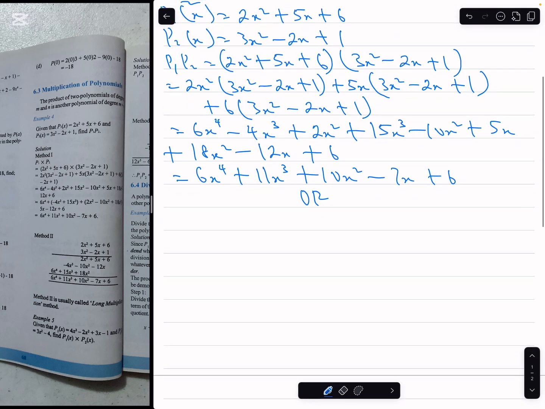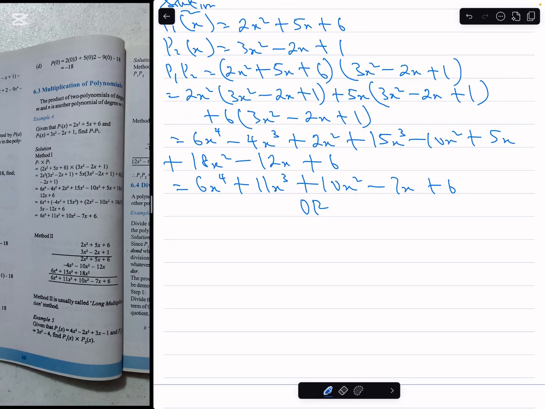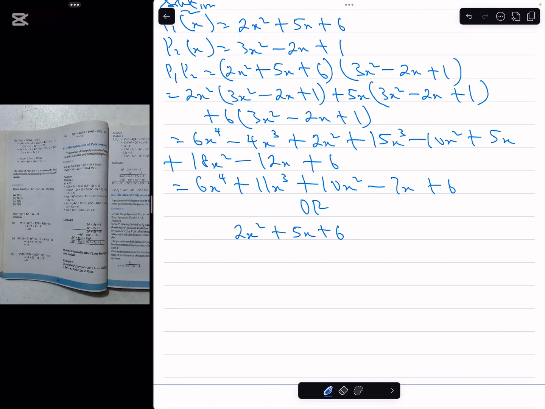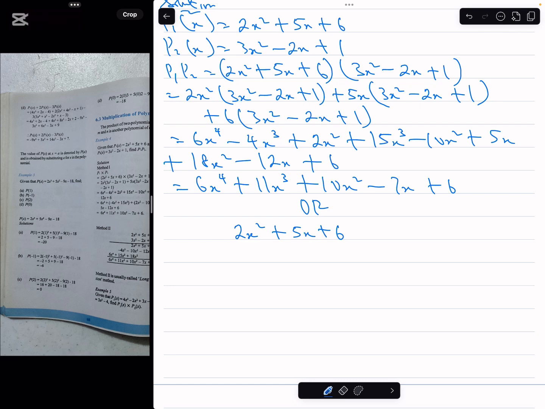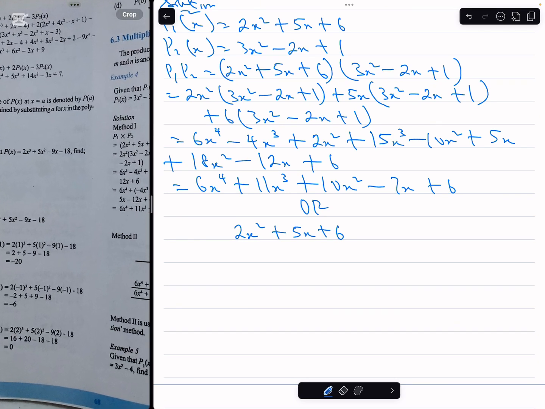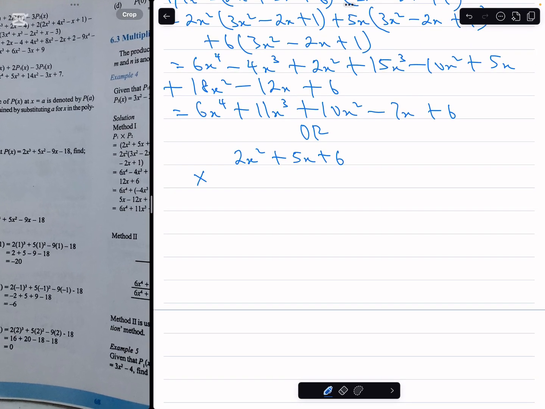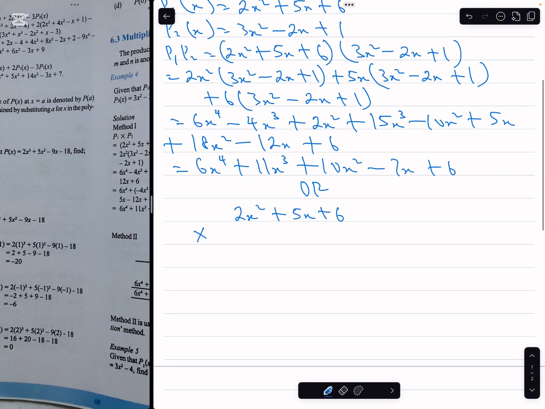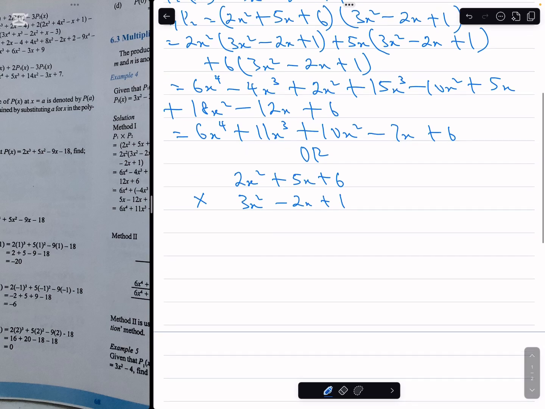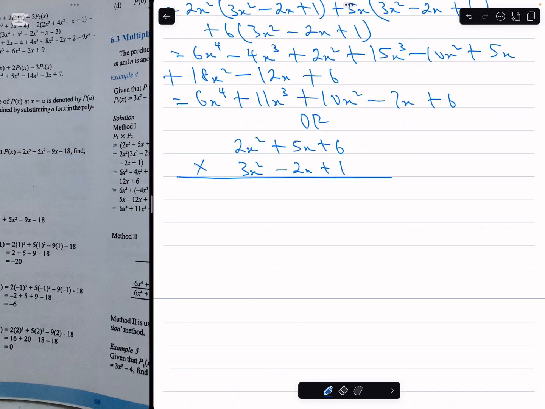What is P1? P1 is 2x squared plus 5x plus 6. We can multiply this way. P2 is 3x squared minus 2x plus 1. And how do we do that? We just go this way.